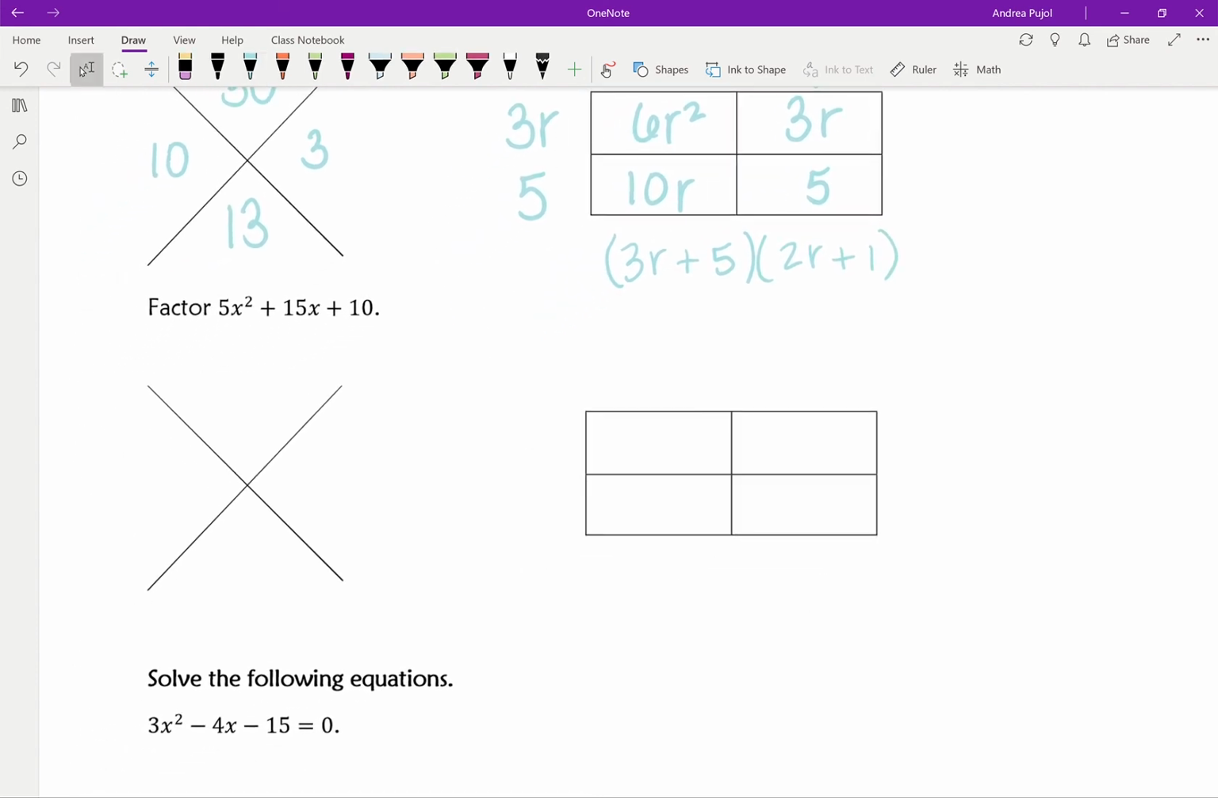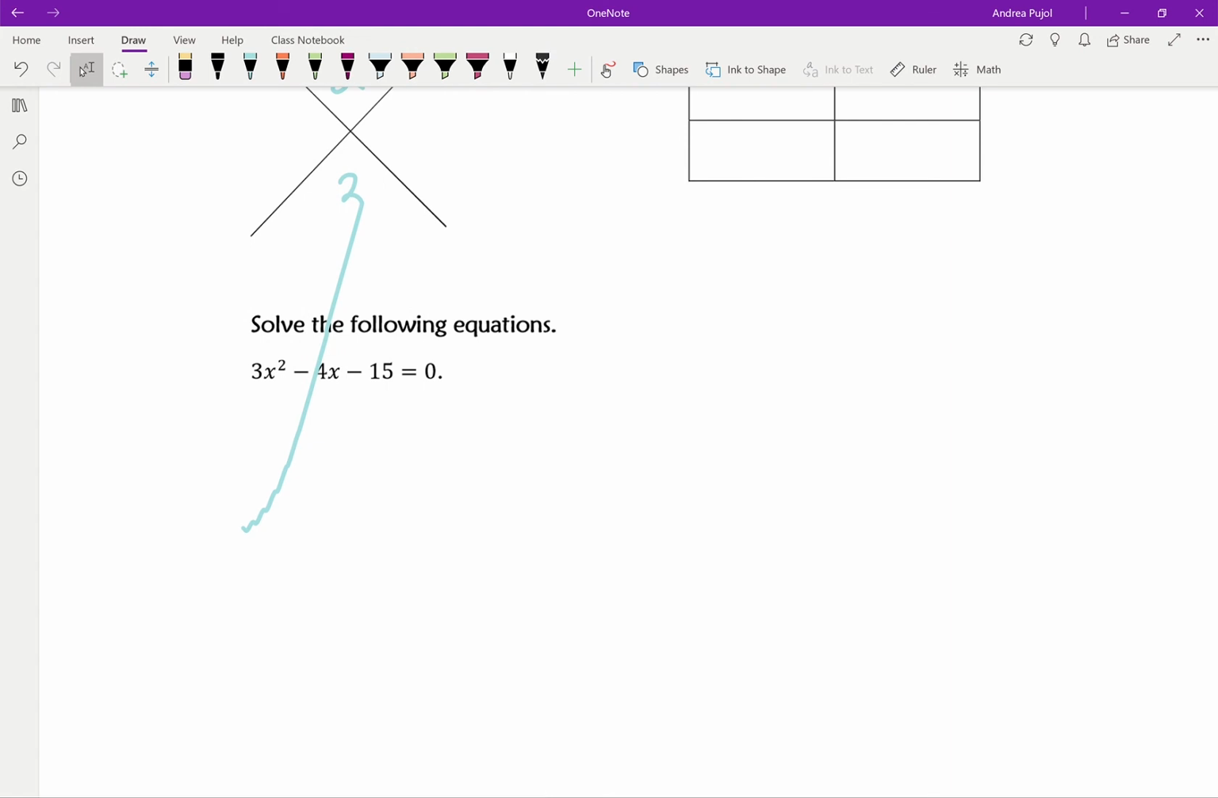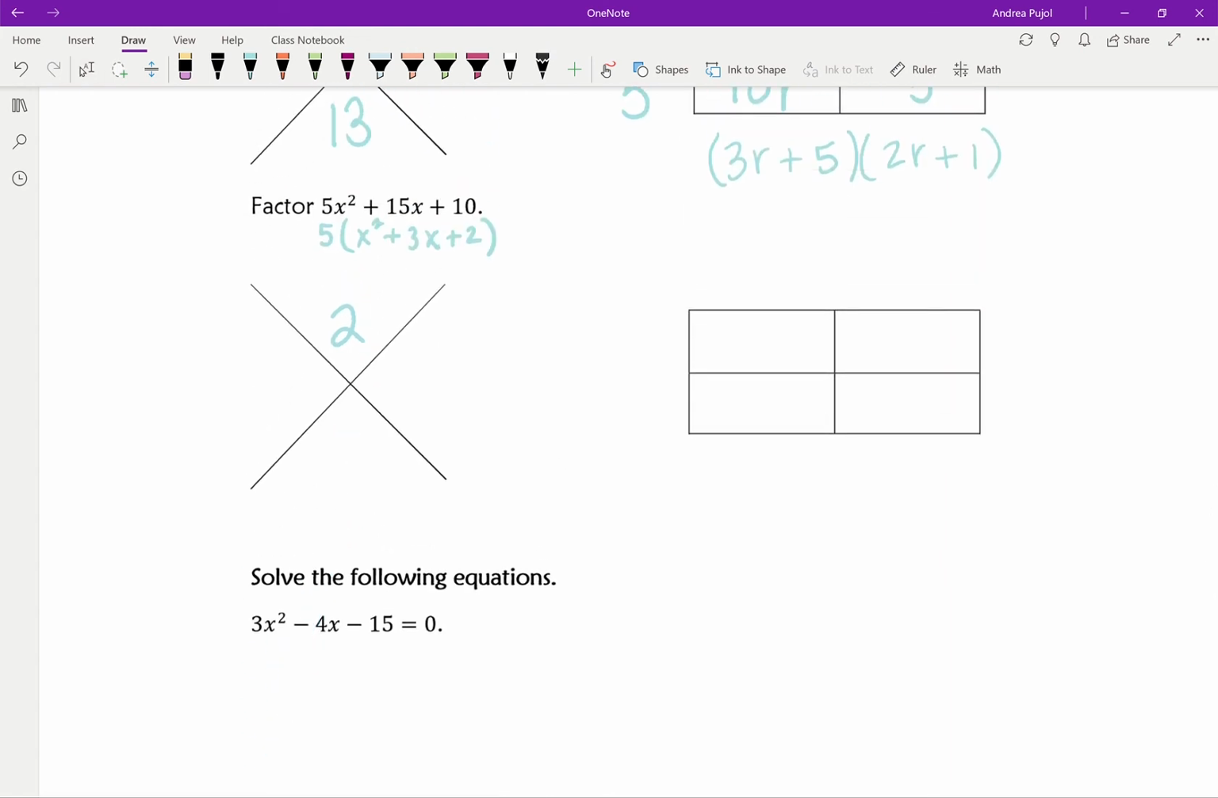And the last one for this section, 5x squared plus 15x plus 10. Is there a greatest common factor? In this case there is. It's 5. So I'll bring a 5 out in front and I'll have x squared plus 3x plus 2. And now this is really easy to factor because my leading coefficient is 1. So I'll have two numbers that add to give me 3 but multiply to give me 2. That would be 2 and 1.